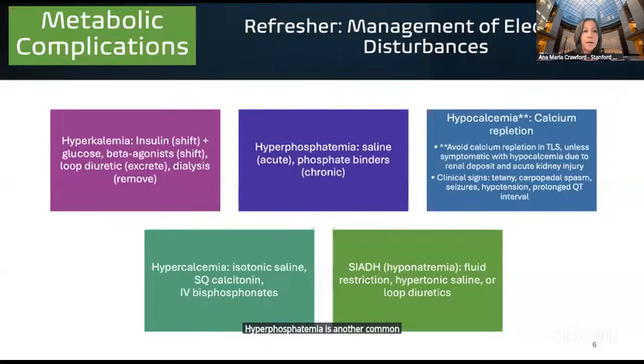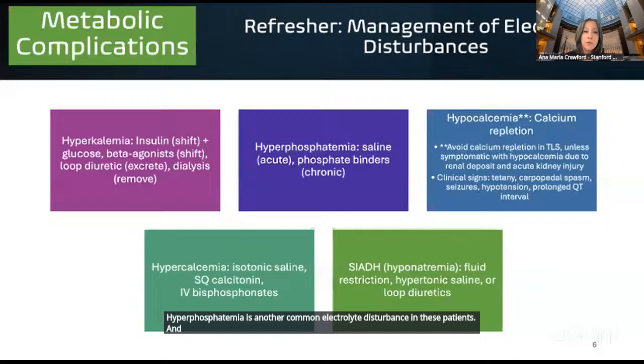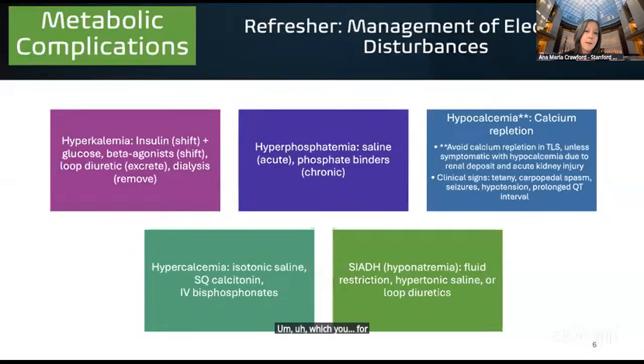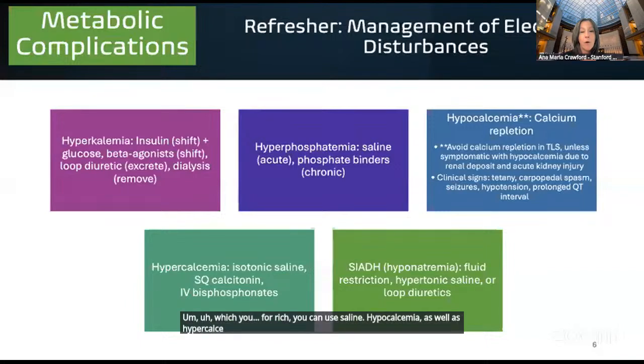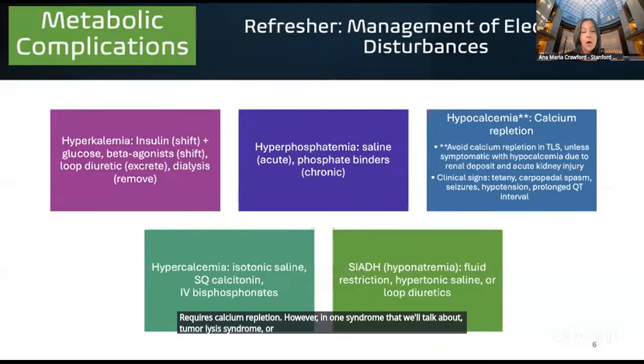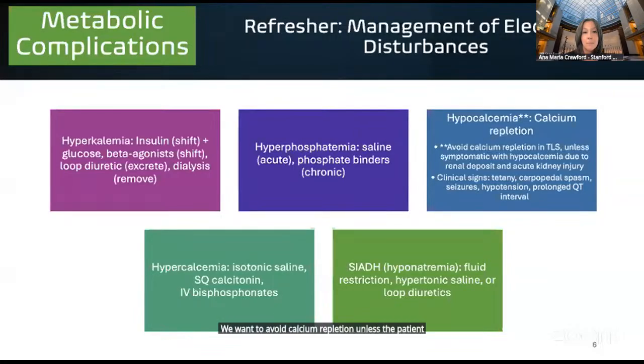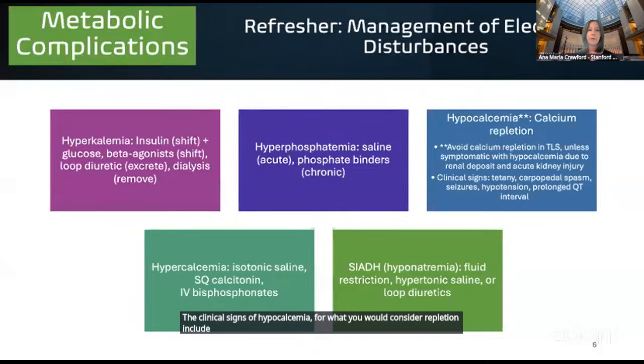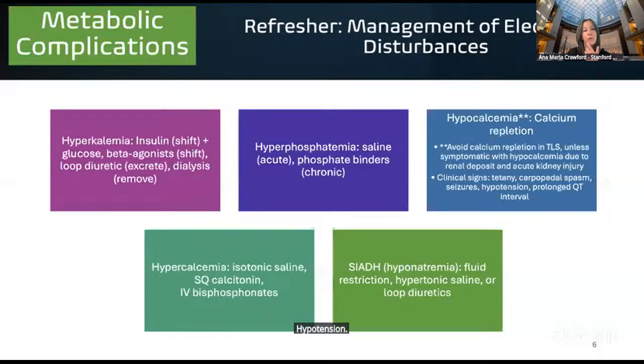Hyperphosphatemia is another common electrolyte disturbance in these patients, and its treatment includes phosphate binders for a more chronic hyperphosphatemia. And in the acute hyperphosphatemia, you need to make sure your patient is well hydrated, for which you can use saline. Hypocalcemia as well as hypercalcemia are also common. Hypocalcemia requires calcium repletion. However, in one syndrome that we'll talk about, tumor lysis syndrome or TLS, we want to avoid calcium repletion unless the patient is symptomatic with severe hypocalcemia. And this is due to calcium binding to phosphate, creating these deposits that can lead to acute kidney injury. The clinical signs of hypocalcemia for which you would consider repletion include tetany, carpopedal spasm, seizures, hypotension, prolonged QT intervals.